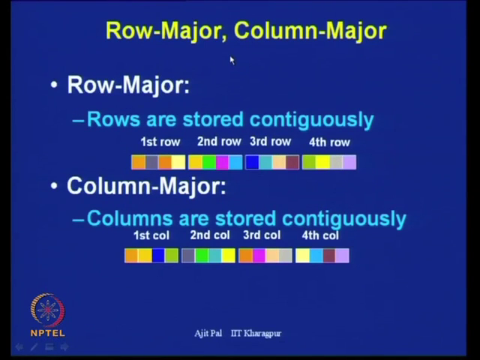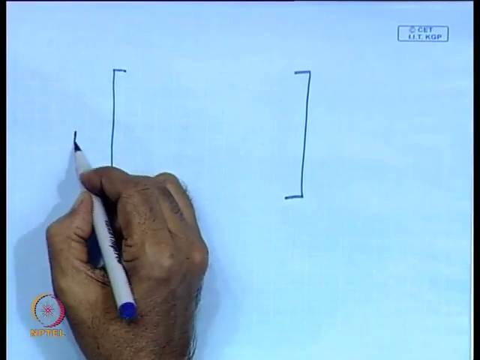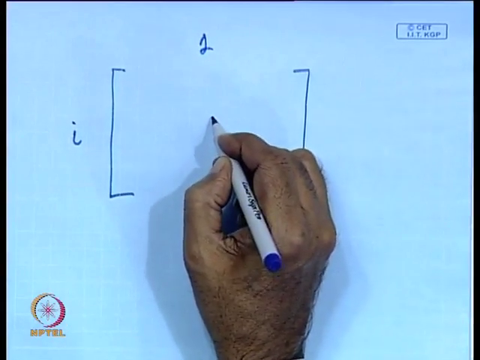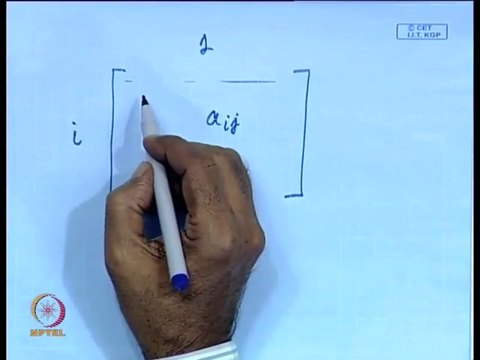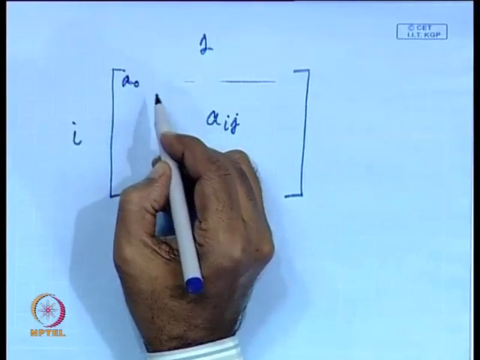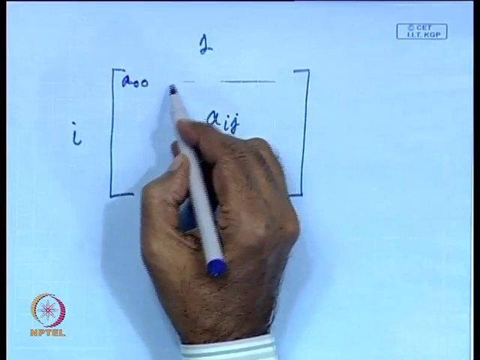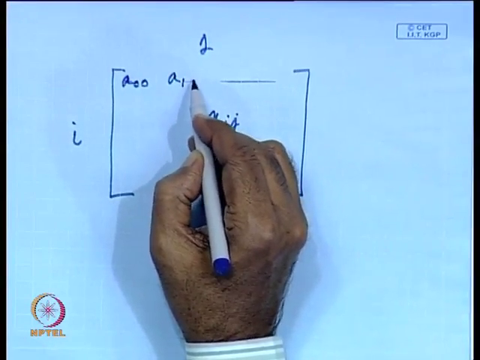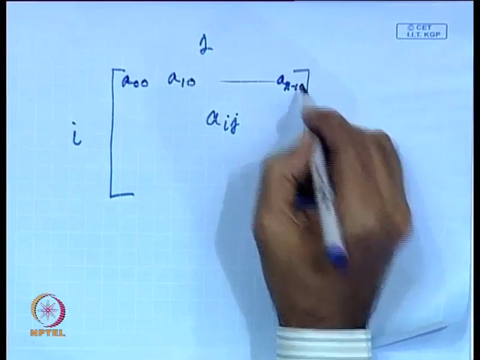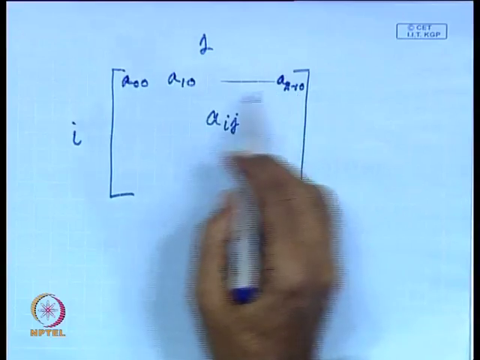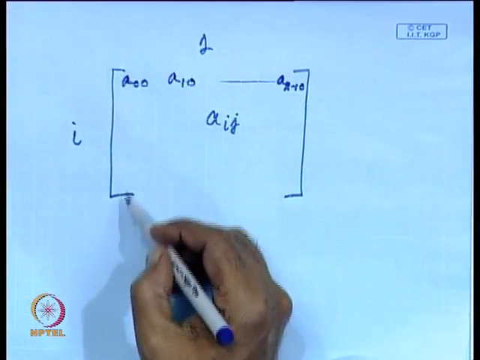You must understand the way the rows are stored in memory. So you have a two dimensional array, with indices i and j, and different elements a[i][j]. These are the rows and these are the columns. Here it is a[0][0], then here the row changes to a[1][0], and so on, up to a[n-1][0]. So this is the first row with different columns, and in this direction you have different columns.